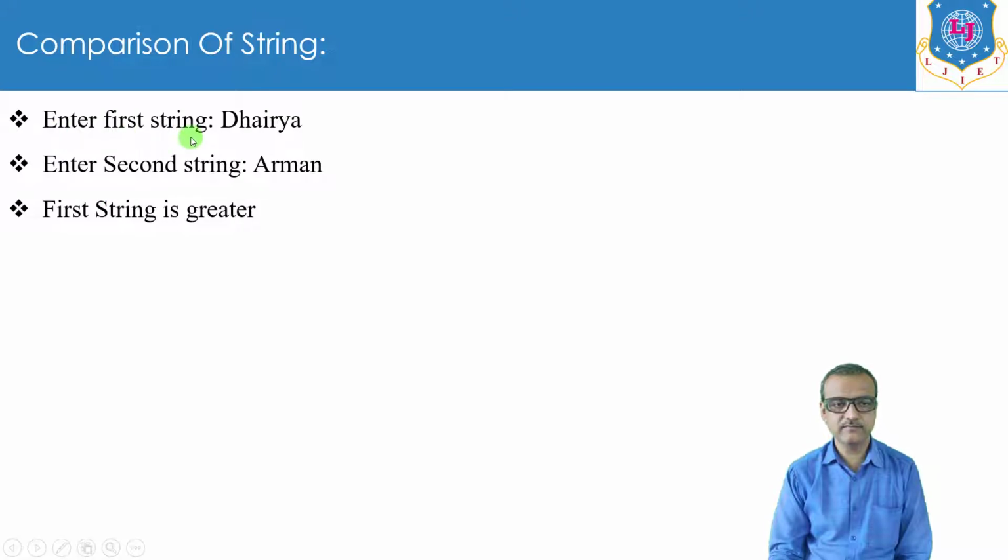Now enter first string. Say the user has entered the first string as Daria. Then after, enter second string. Now say the user has entered the second string as Arman. Now the Unicode value of capital D will be compared with the Unicode value of capital A. Definitely the Unicode value of capital D is greater than the Unicode value of capital A in Python. So the output is first string is greater.